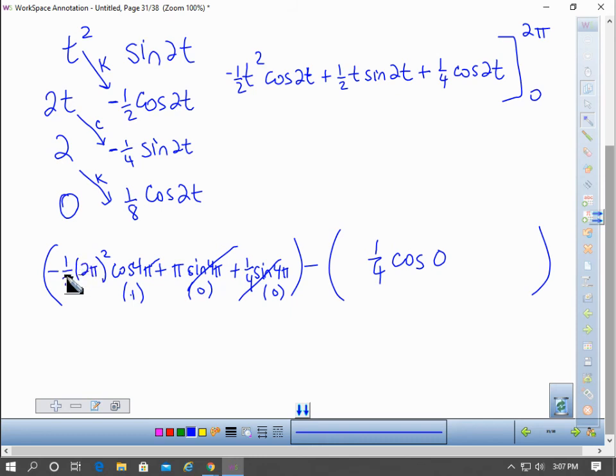So it's just going to be 1 times this. So 2 pi squared will be 4 pi squared. And then you've got half of that, which is going to be negative 2 pi squared. And then over here, cosine of 0 is 1, so this will be minus 1/4. And that is our answer.